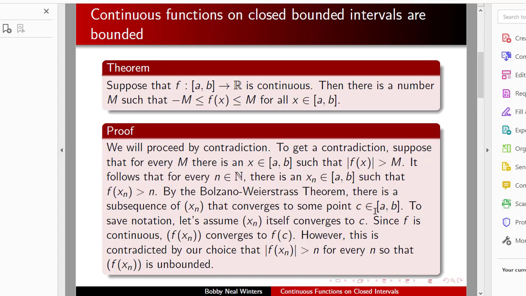And to save notation, let's just assume that the original sequence x_n itself converges. This just saves us some writing. Since f is continuous, f of x_n converges to f of c. However, this is contradicted by our choice that the absolute value of f of x_n is greater than or equal to n for every n. Therefore, since we have a contradiction, f must be bounded.